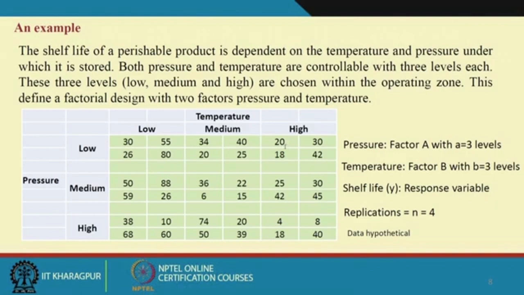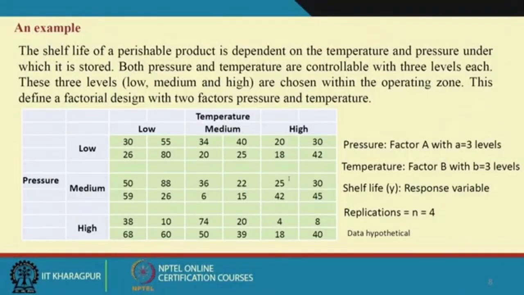Now, let us assume that you have done the experiment and seen what is actually happening in the store. When temperature and pressure are both at low level, you have 4 replications; for low medium 4, for low high 4, similarly medium low 4. So, 4 replications. This is a factorial experiment with 2 factors, factor A at 3 levels, factor B at 3 levels, shelf life is the response variable and replication is 4; here the data is hypothetical. When you do a factorial experiment, depending on the problem, the number of controllable factors and the sample size requirement, you will have data similar to this after the experiment.